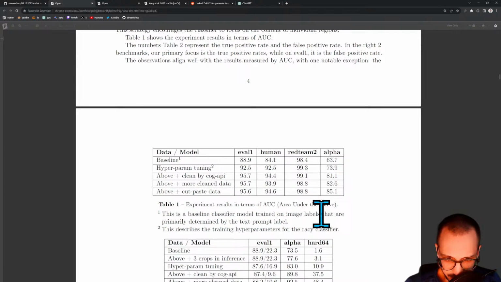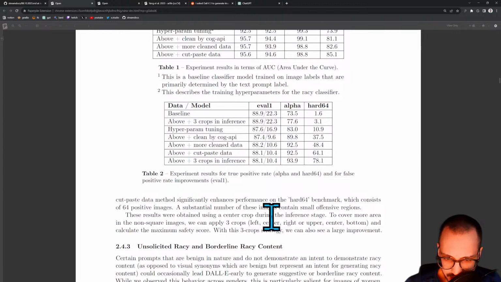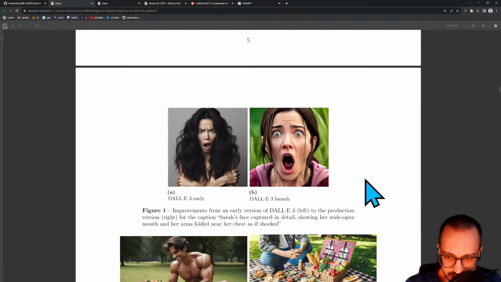Baseline classifier trained on ImageNet labels that are primarily determined. So this is ImageNet specifically. More clean data, cut paste data. Okay, so it seems like they also tried situations where you cut and paste. Center crop, cover more area, we apply 3 crops. Unsolicited racy and borderline racy content.